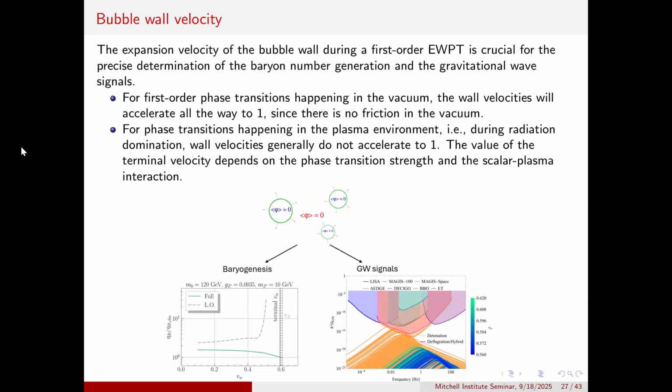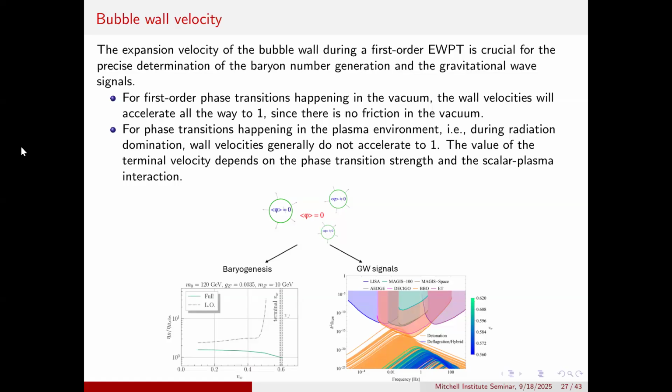So the big picture is that for a first order phase transition that happens in the vacuum, where there is only the scalar field expanding, the wall velocity will accelerate all the way to the speed of light because there is no friction. The scalar field is not interacting with anything.